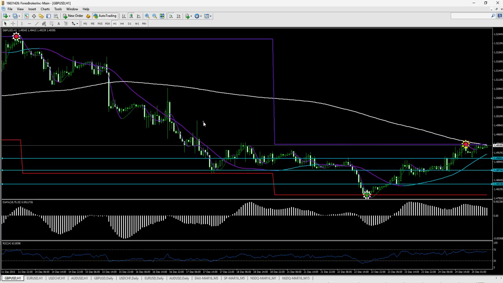So let's say we go, like just this for example, price crossed below here, okay, and that was on December 15th, excuse me. And ever since then, it's been heading in a downtrend, okay?